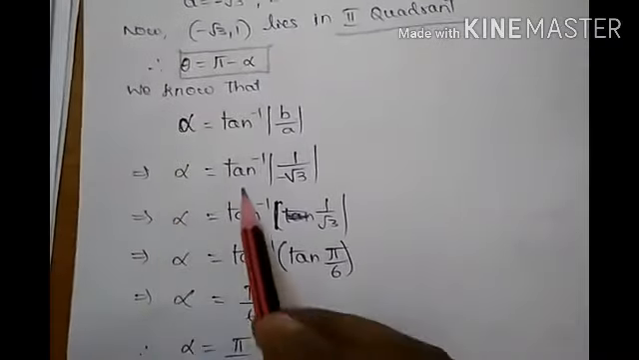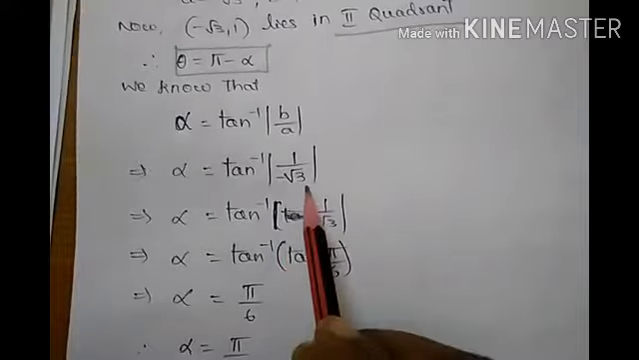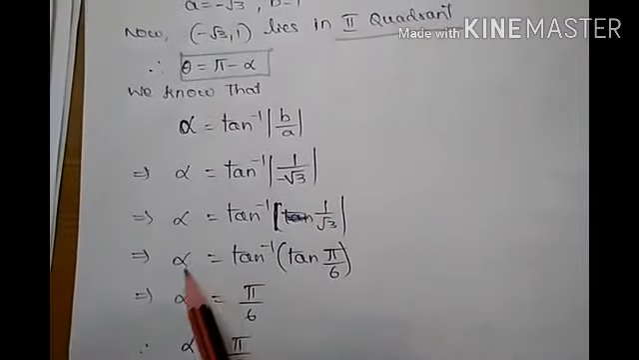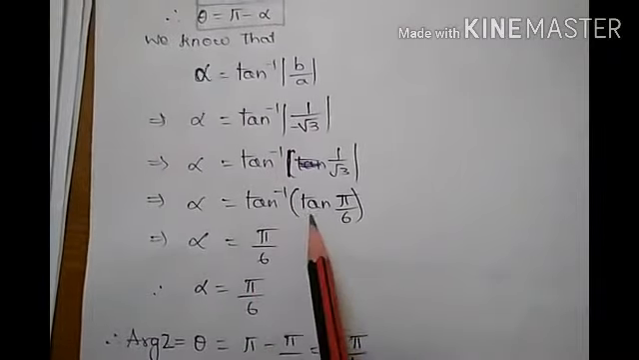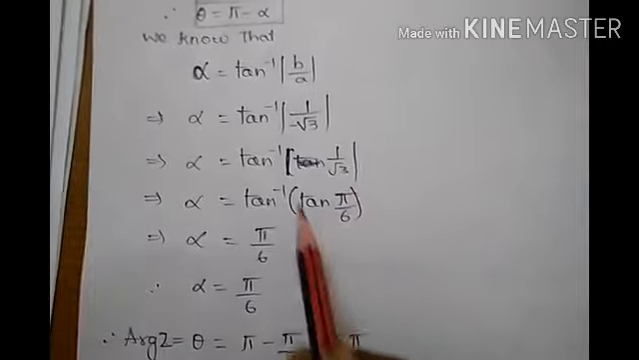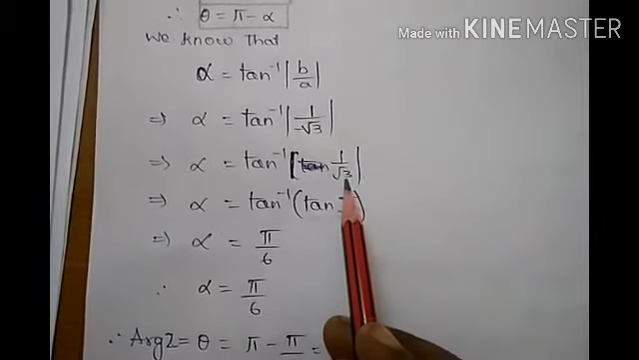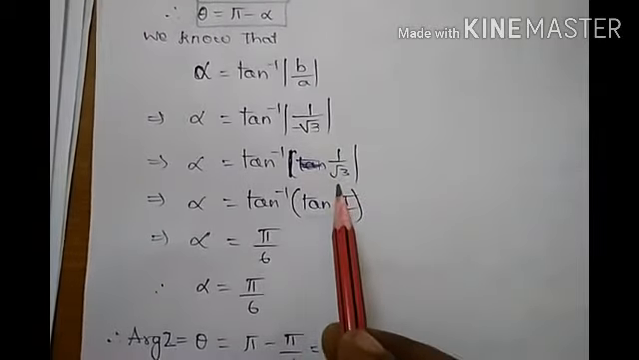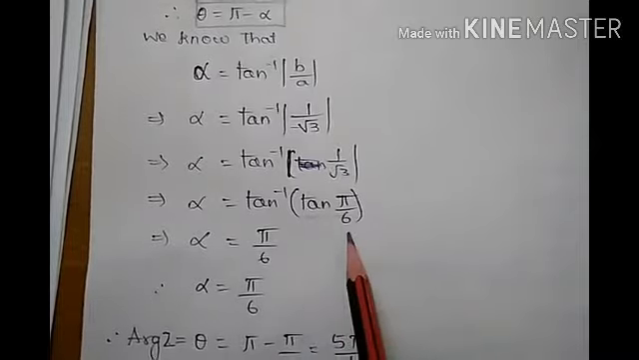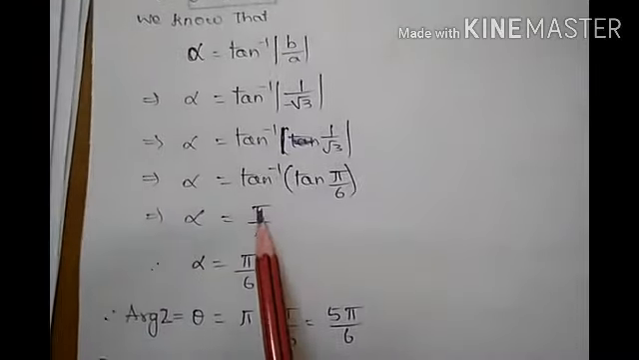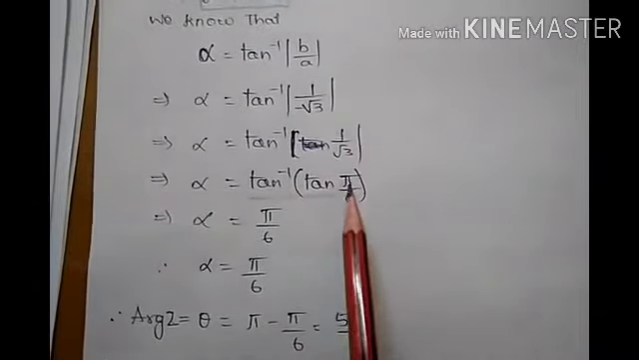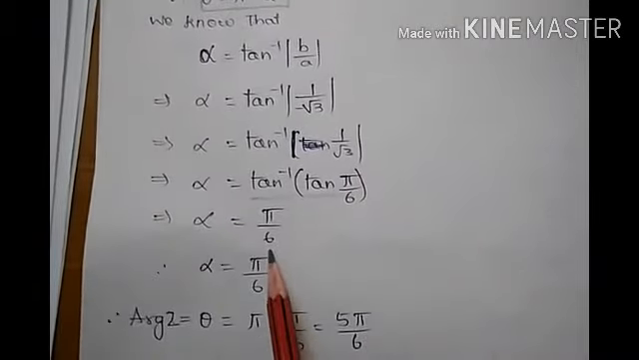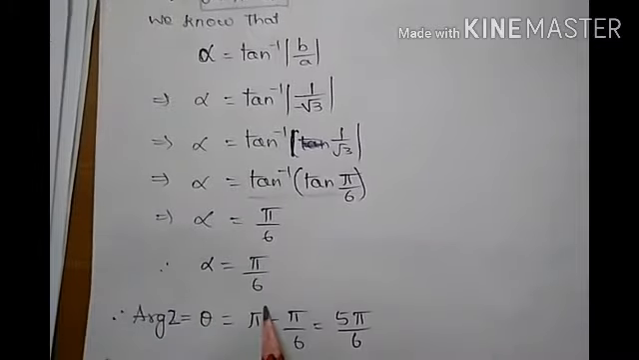So alpha equal to tan inverse of modulus 1 by minus root 3, which implies alpha equal to tan inverse of 1 by root 3. That implies alpha equal to tan inverse of tan pi by 6. The value of tan pi by 6 is 1 by root 3, so instead of writing 1 by root 3, you can write tan pi by 6. Now alpha equal to pi by 6, since tan inverse of tan pi by 6 is equal to pi by 6.